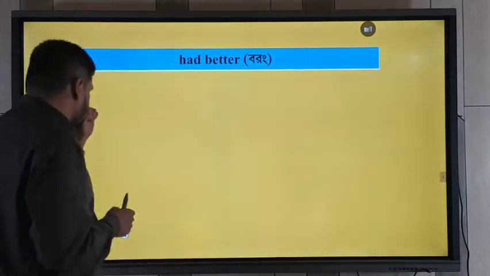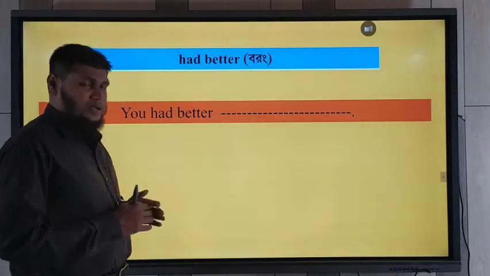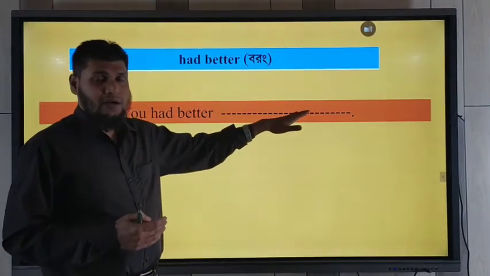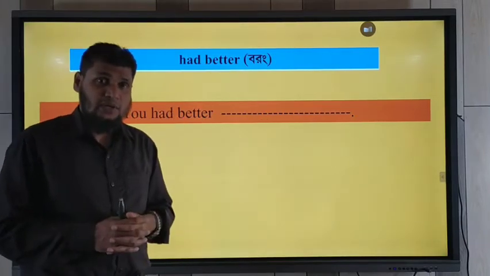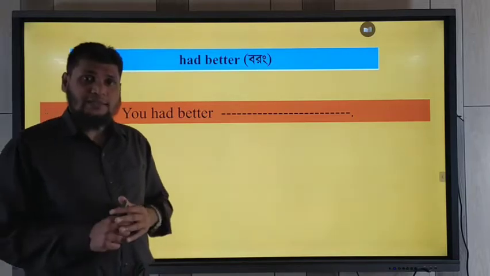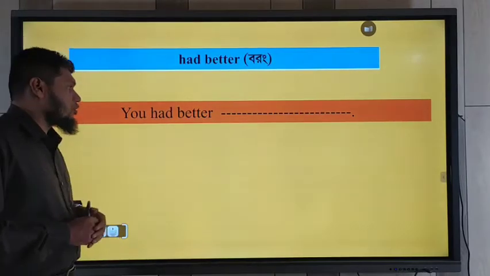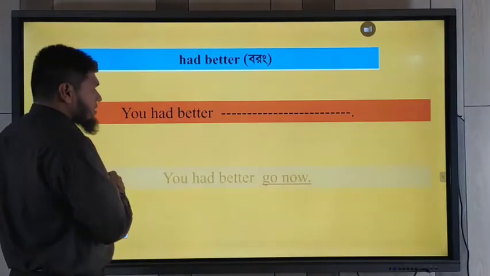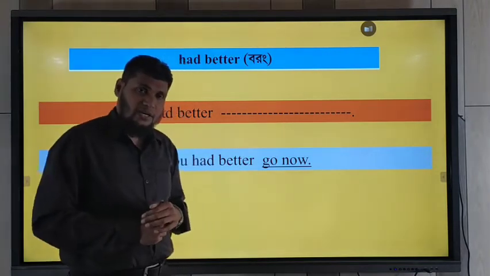Okay. For example, you had better. You should use the present form of the verb here, because had better works as a modal auxiliary verb. Had better is used here as a modal auxiliary verb. So you should use the base form of the verb. You had better go now. You had better go now.